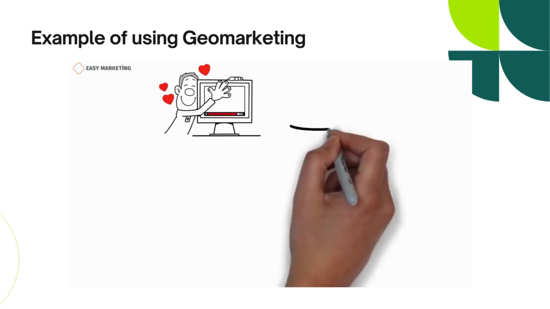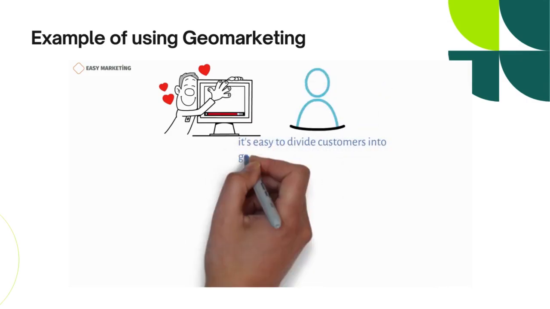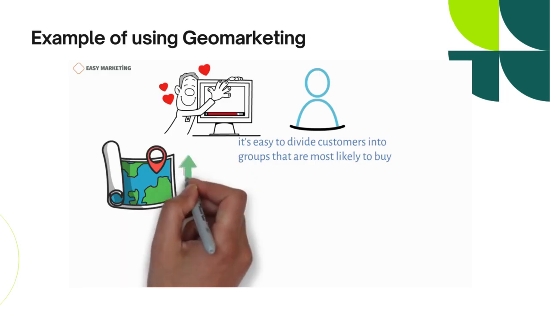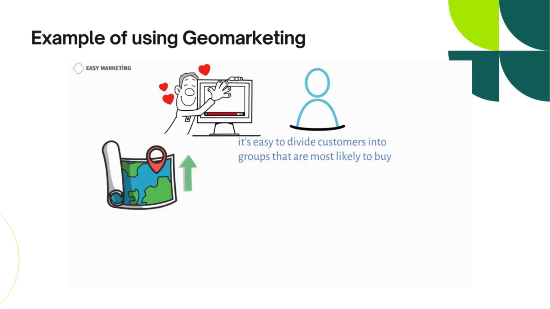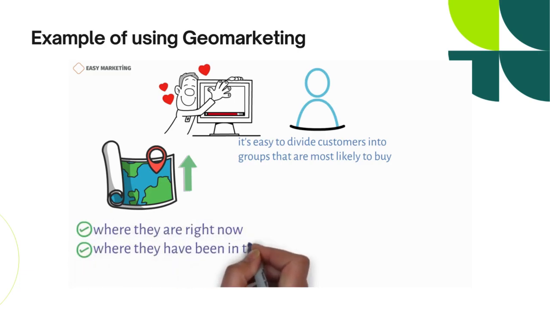Campaigns. As you'll see in the next part of this guide, it's easy to divide customers into groups that are most likely to buy. Location data has been shown to make marketing campaigns up to 80% more effective. This is important in many ways. With geomarketing, you can take relevance and personalization to the next level by marketing to your customers based on where they are right now and where they have been in the past.